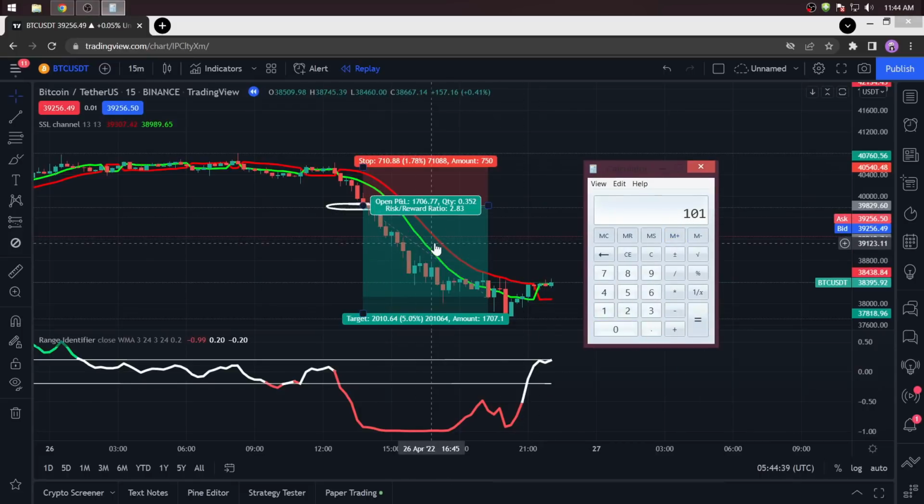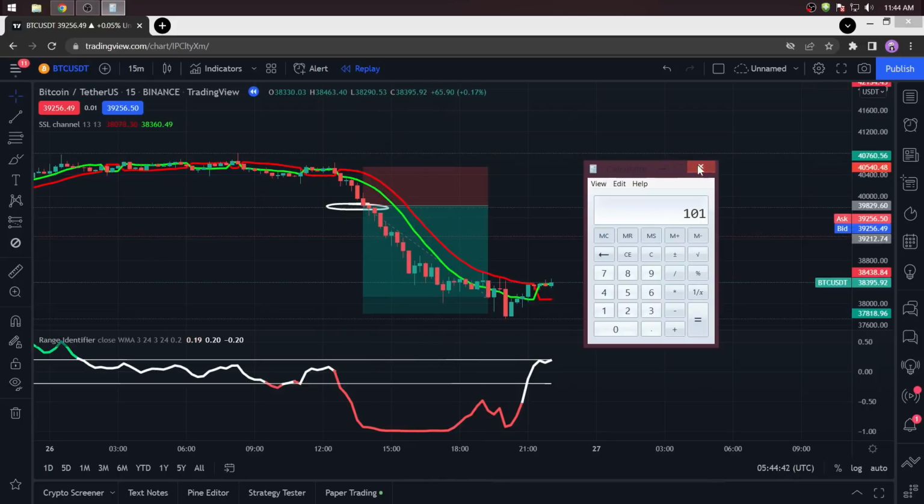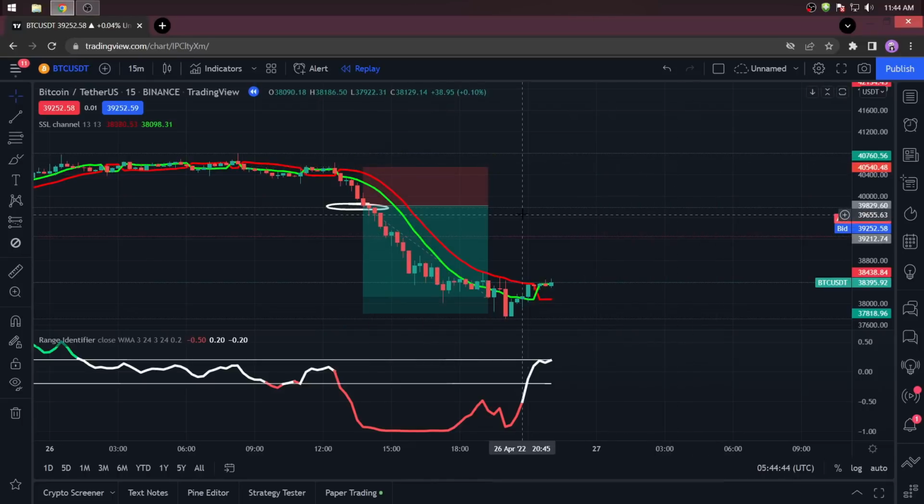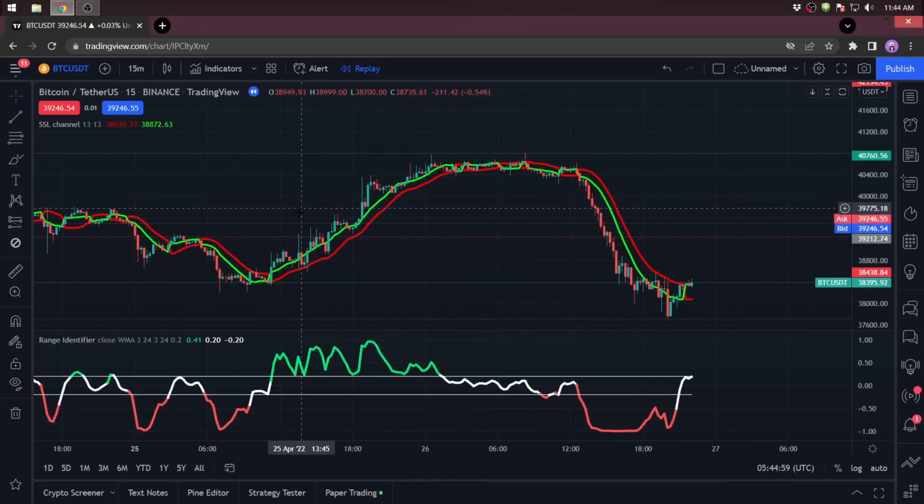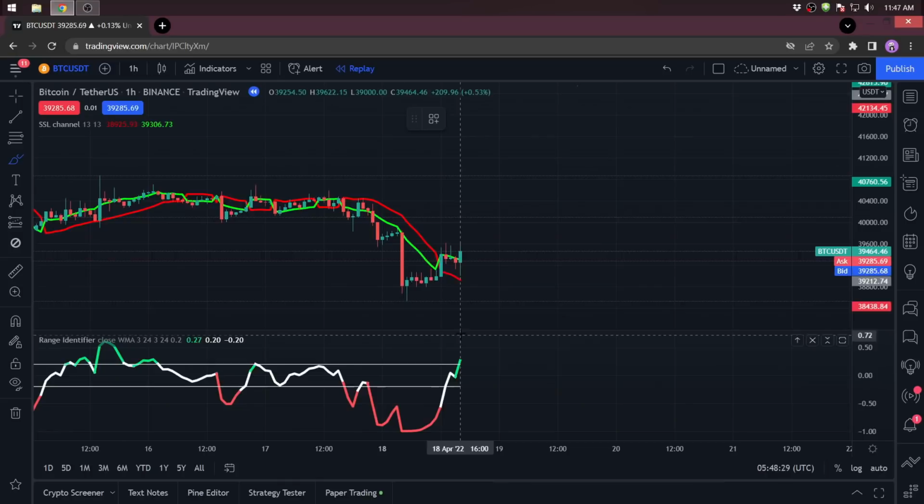So it's very profitable. Now let's go with a live chart example and the exit and profit target strategy. Again I come back to the 1 hour time frame. In this chart, the green SSL line is crossing up the red SSL line, and at the same time the range identifier price is above the upper threshold zone and the range line color is green. That means it's our buy signal and our entry point for a long position.